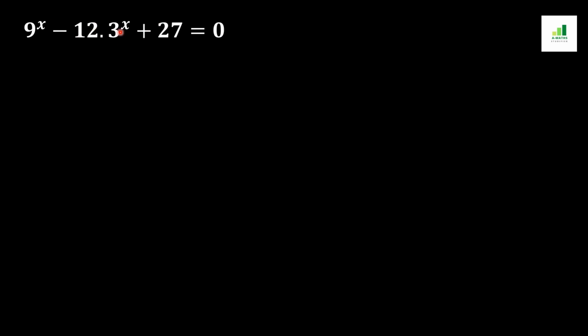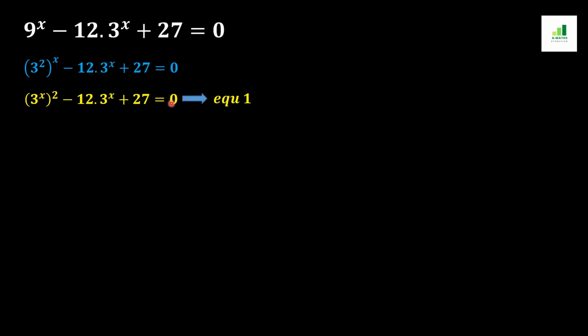In order to solve this question, first we should convert this 9 as 3 square, and the overall power x will remain the same, and the other part of the equation will remain the same. Now in the next step we should interchange the powers. It means that the square will replace this x place and this x will replace this square, and we should get the expression (3 to the power x) overall squared minus 12 into 3 to the power x plus 27 equals 0, and I am representing this equation as equation number 1.